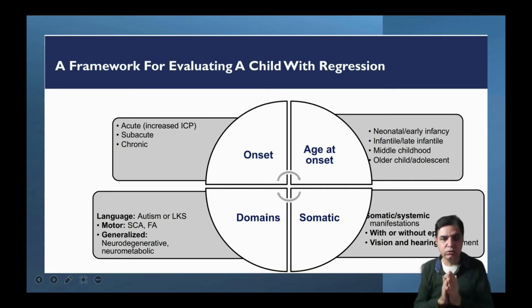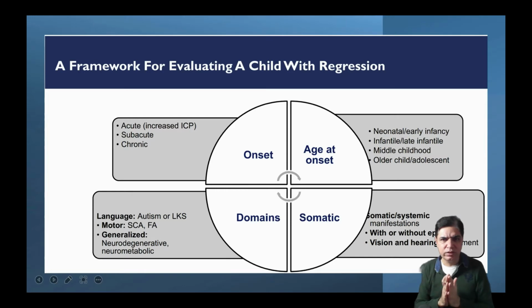And we also talk about somatic manifestations, whether they are associated with that or not, because certain neurodevelopmental regressions might have some somatic side to them as well. Like, they can have visceromegaly, they can have organ dysfunctions like renal failure, hepatic failure, things like that. So remember, let's start with the age at onset.